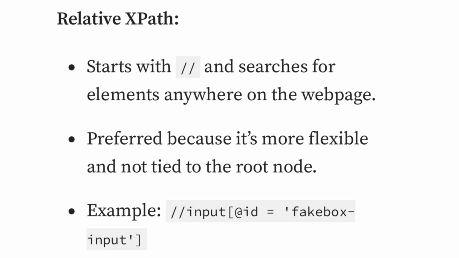Now let's talk about relative XPaths. It starts with double slash and searches for elements anywhere on a web page. It's preferred because it's more flexible and not tied to the root node. An example is this here: //input[@id='fake box input'].